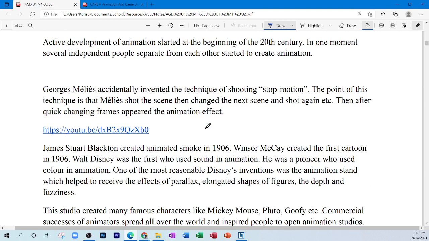Active development of animation started at the beginning of the 20th century. In one moment, several independent people separate from each other started to create animation. Georges Méliès accidentally invented the technique of shooting stop motion. The point of this technique is that Méliès shot a scene, changed it for the next scene and shot again, and so on. Then, after, quick change in frames appeared, the animation effect.